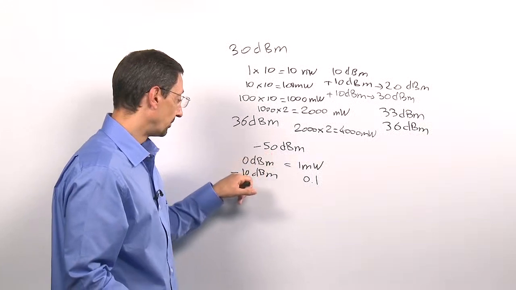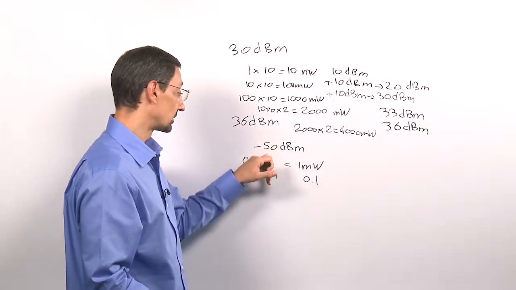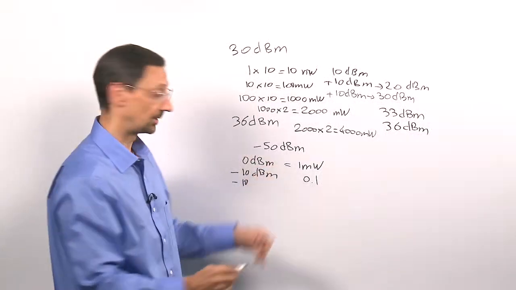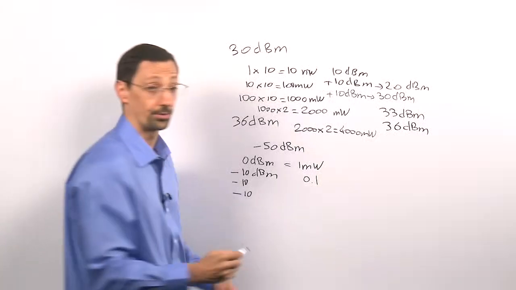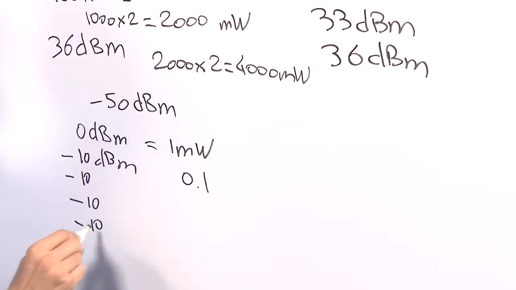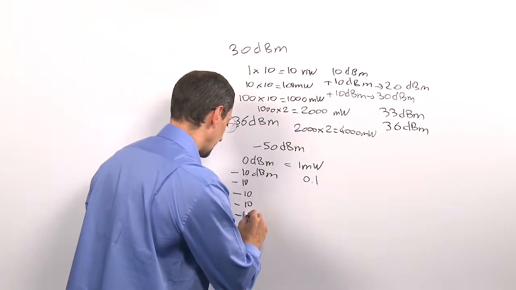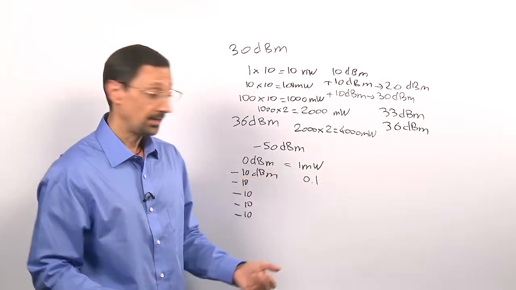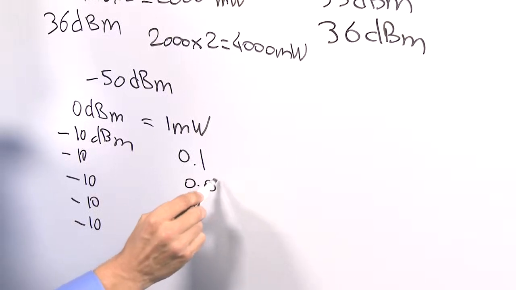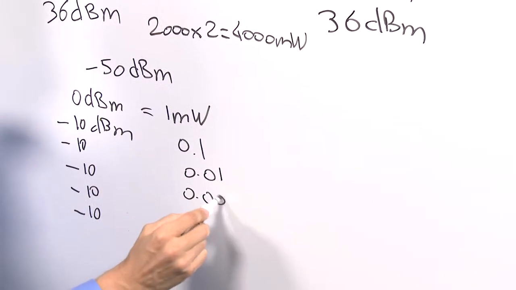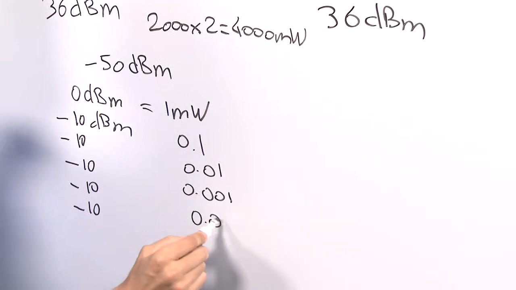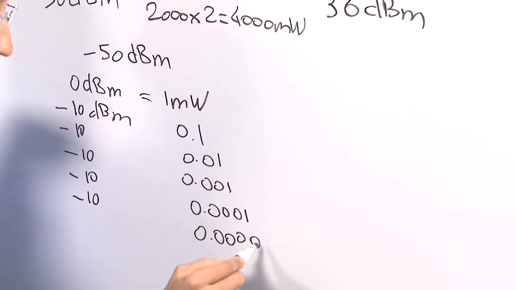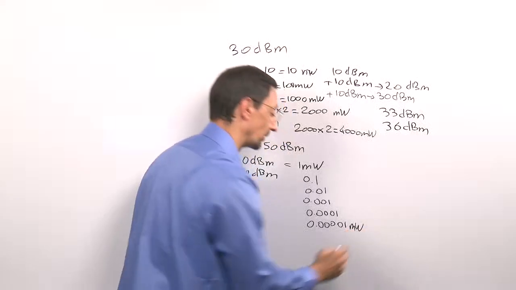If you want to go from minus 10 to minus 50, you would do this 4 times. So you would do minus 10, that would give you minus 20, minus 10, minus 30, minus 10, minus 40, and then again minus 10, that would be minus 50. And every time you do minus 10, you divide by 10. So you would have 0.01 here, 0.001 here, 0.0001 here, and 0.00001 here. And this is in milliwatt, of course.